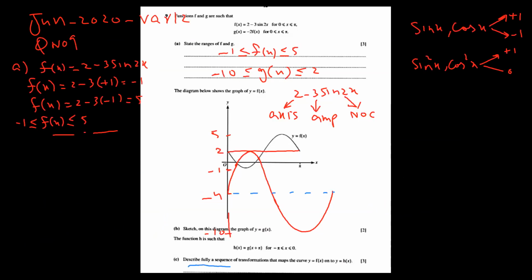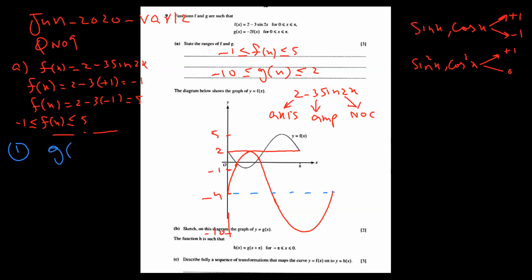So describe fully the sequence of transformations, mapping f onto h. F is the top function. Actually, first I'm going f to g and then g to h. So step by step. So let me write number 1. So when you write number 1, first of all, you know, from 1 to 2, you can see this if I show you.